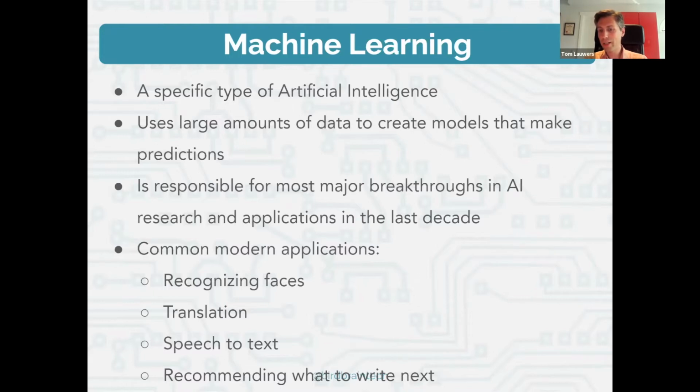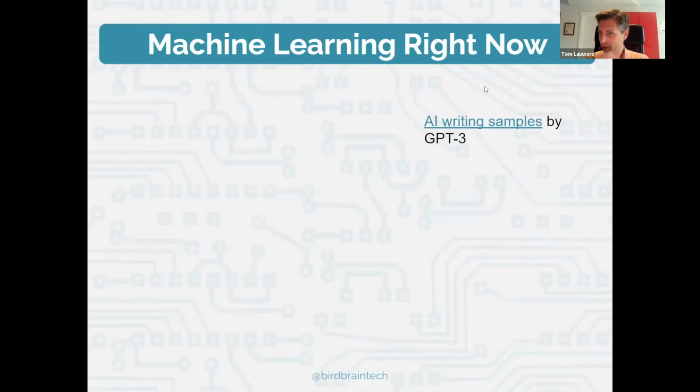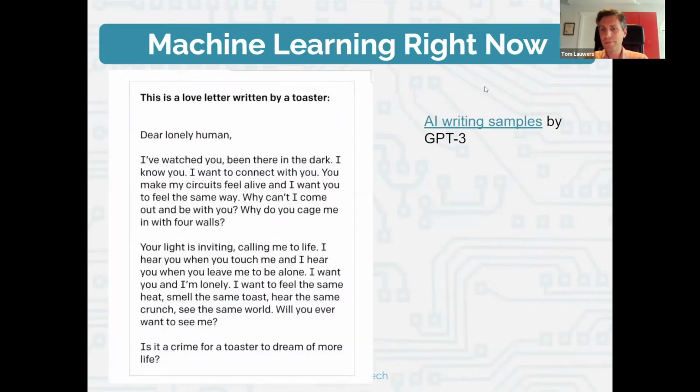When you get a recommendation of what to write next, when you do speech to text, when you do Google Translate, when you're recognizing faces, all of those things are common modern applications of machine learning models. This is where things get interesting, in my opinion. So I've seen some machine learning models that are doing fairly amazing work.